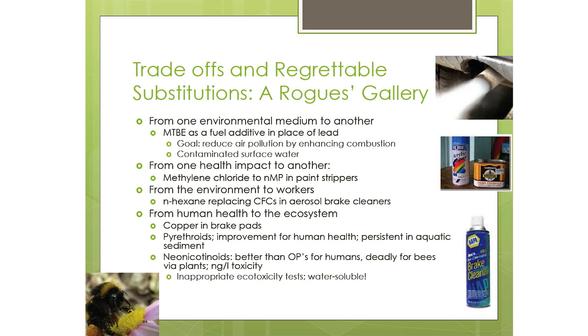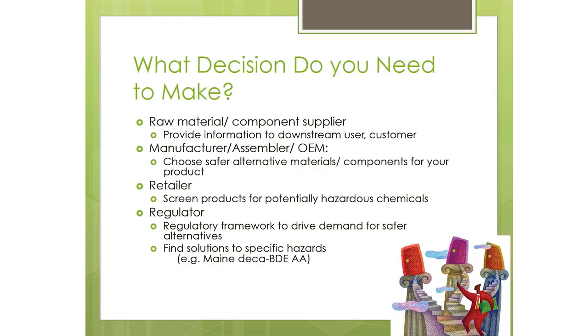So: one environmental medium to another, one health impact to another, from environment to workers, and then one very common one also is from human health to the ecosystem. A big example being pesticides, for example, that come up in runoff. When we find alternatives that are an improvement for human health, they tend to be fairly persistent in aquatic sediment and are detrimental to the aquatic environment. And so that's why we do this.